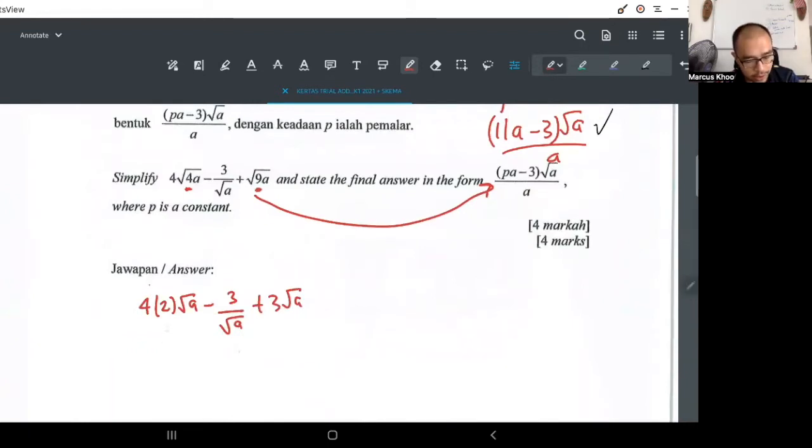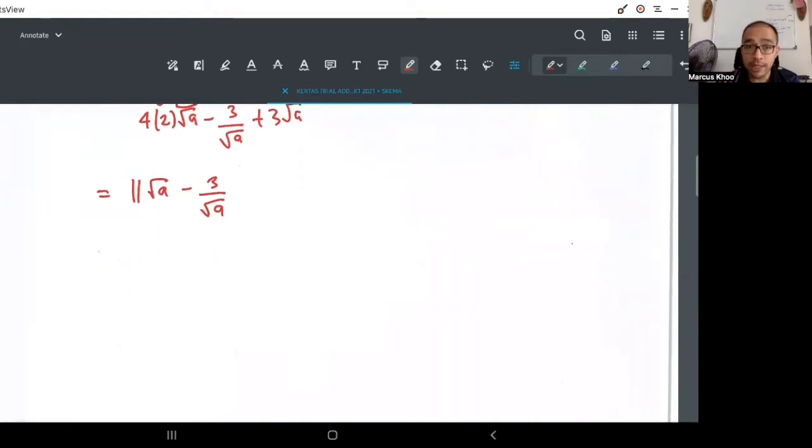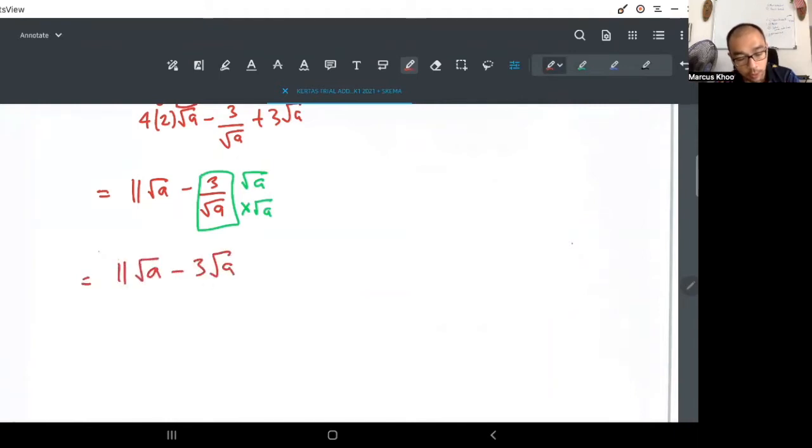So then you will find that this is 8 root a plus 3 root a. So you find that these 2 are the same, right? So therefore you can combine them both together. So you get 11 root a minus 3 over root a. And again, after you factorize, you have to rationalize the denominator. Of course, the only denominator you need to rationalize is this one. So how do you rationalize the denominator? You multiply with root a on top and below. So you get 11 root a minus 3 root a over a. Root a times root a is a.